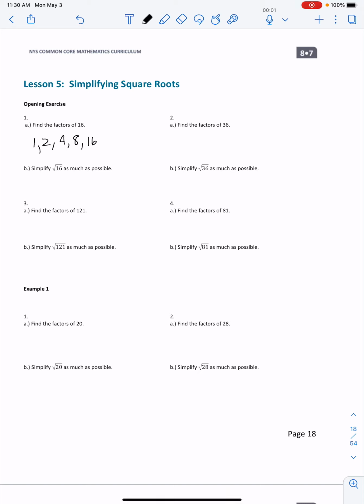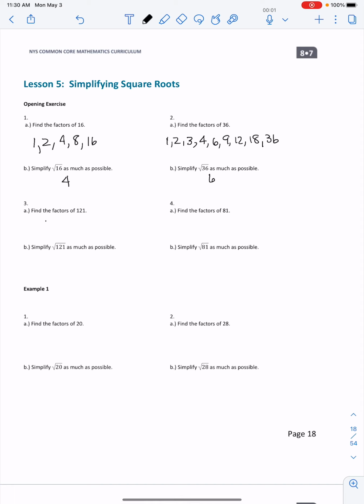The factors of 36, we've got a lot more of them. There's 1, 2, 3, 4, 6, 9, 12, 18, and 36. So it says simplify the square root of 16 as much as possible. The square root of 16 is 4. And then simplify the square root of 36 as much as possible. That would be 6.